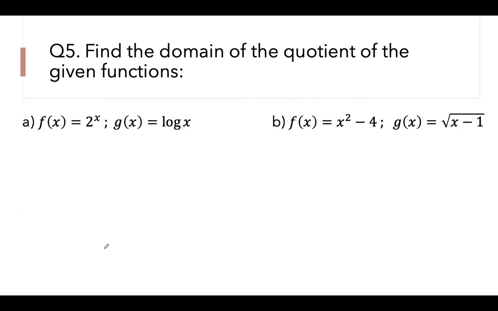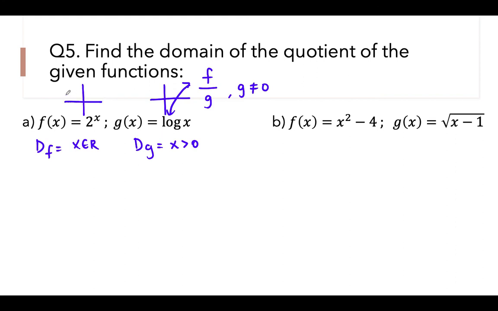Question 5. Find the quotient of the given function. So, it's the same idea. Now, assuming that we are looking for f over g, we have to make sure g does not equal 0. Domain for function f, x can be any real number. Domain for function g, we said that x has to be greater than 0 because it's a logarithmic function. It looks like this. And for this, it looks like this.